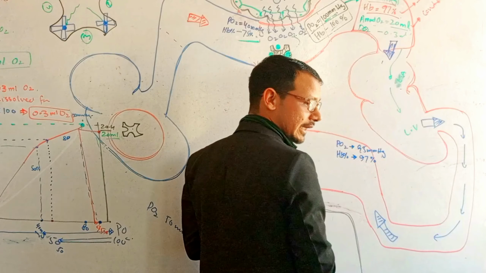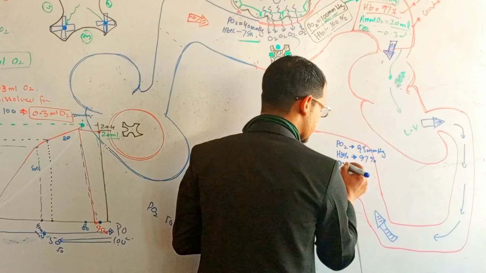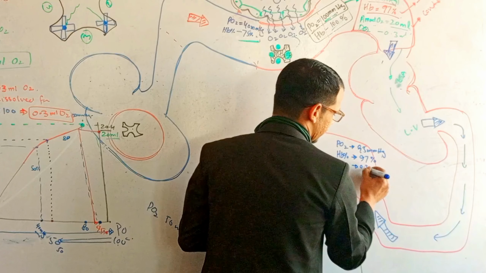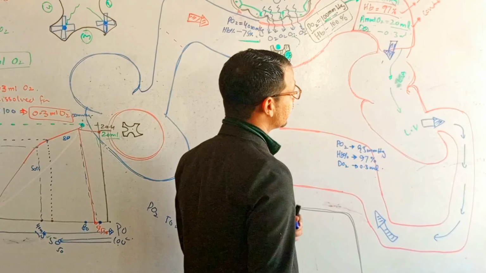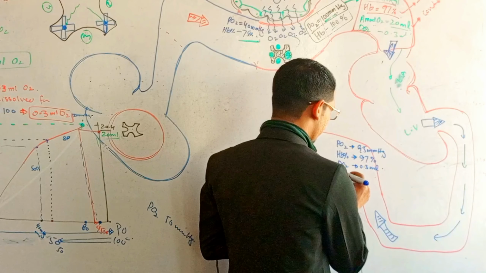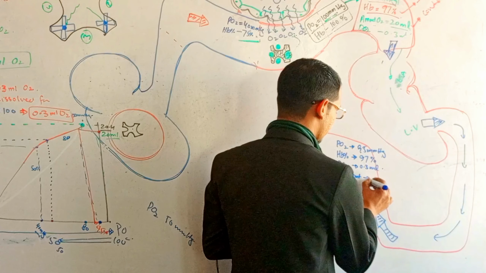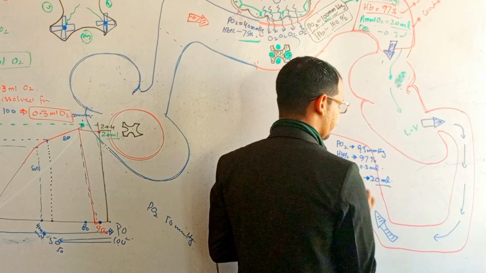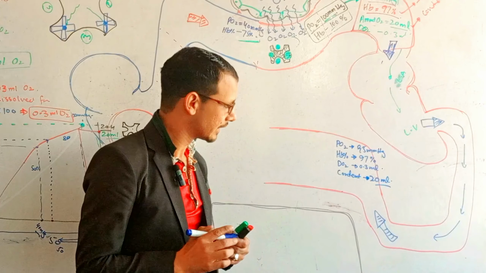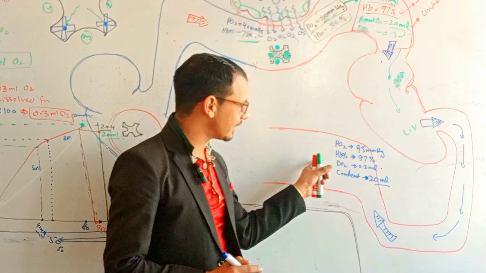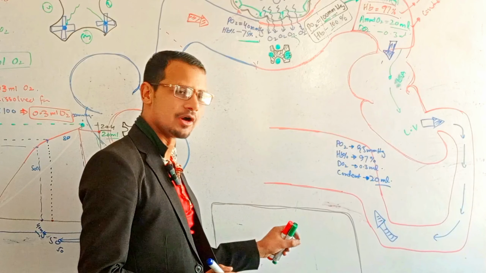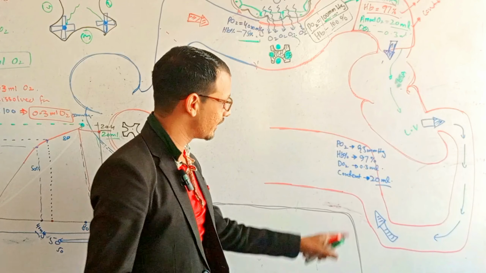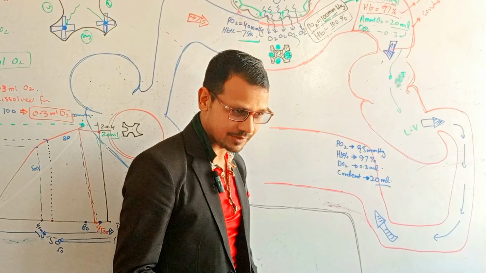97%, right? What is the dissolved oxygen? 0.3 ml, good. And what is the content of 20 ml? 20 simply, right? This blood is entering into body tissues. Now here the partial pressure is 95%.